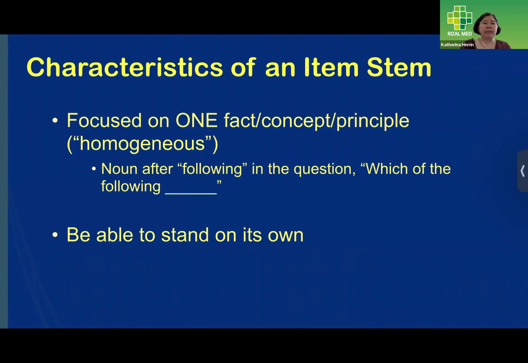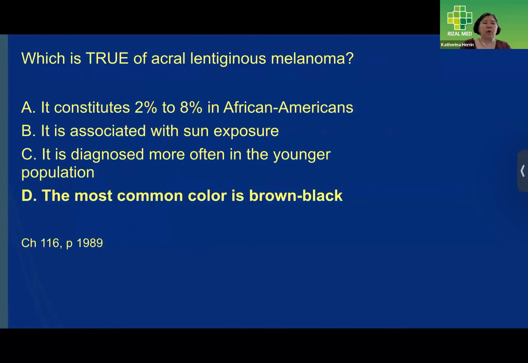Another guide is that the item stem should be able to stand on its own. An examinee who has mastery of content should know the correct answer without reading the choices. For example, which is true of acral lentiginous melanoma? Without looking at the choices, do you think the examinee with mastery of content will be able to answer it? No, because it does not specify what about acral lentiginous melanoma is being asked.